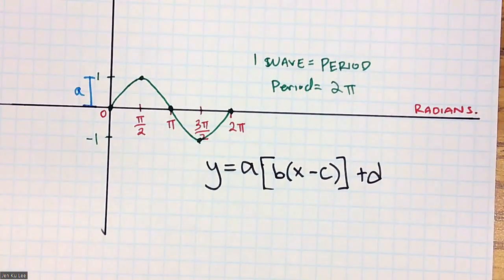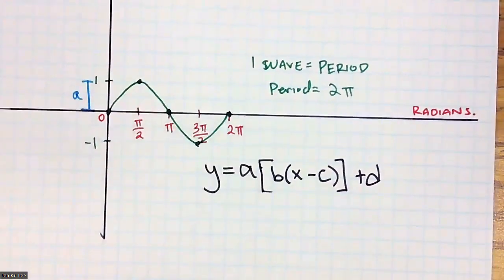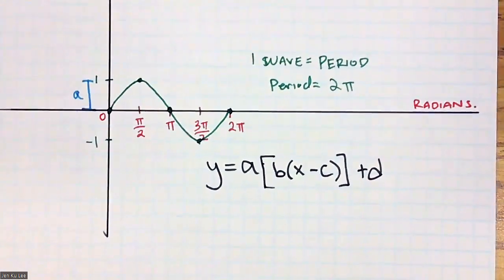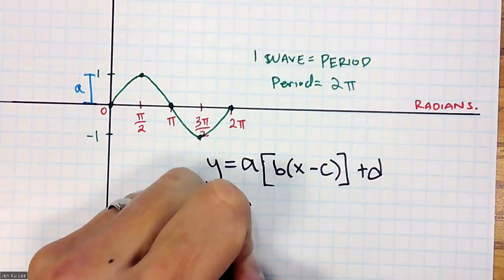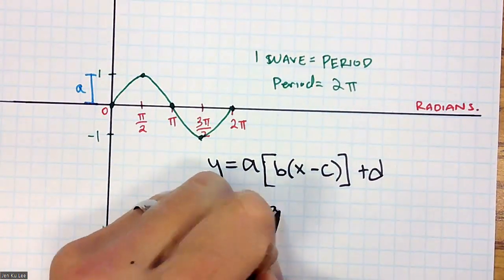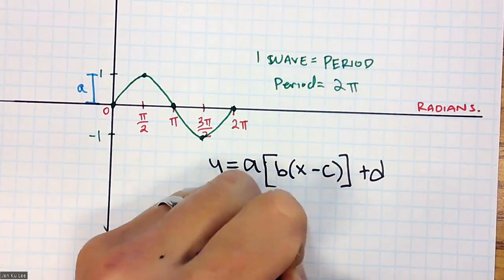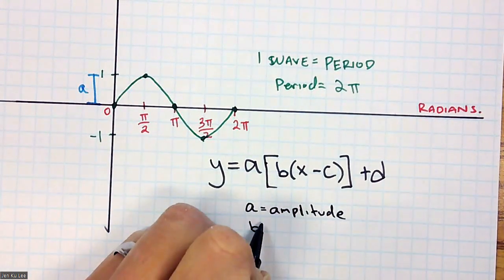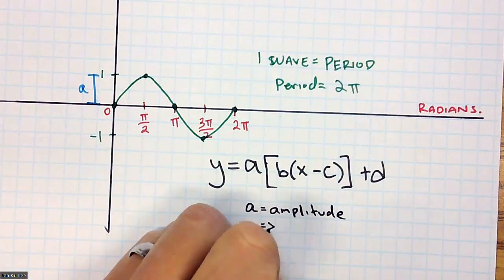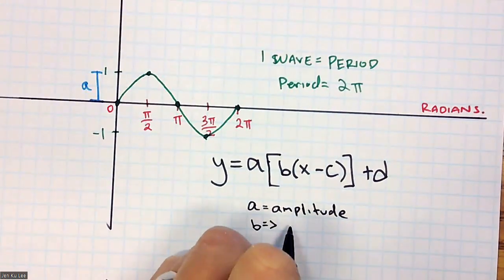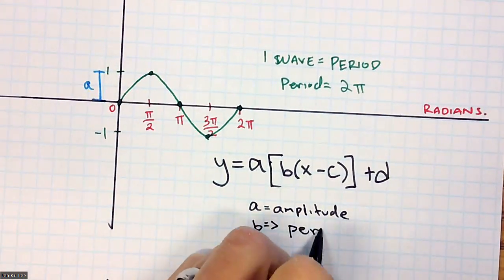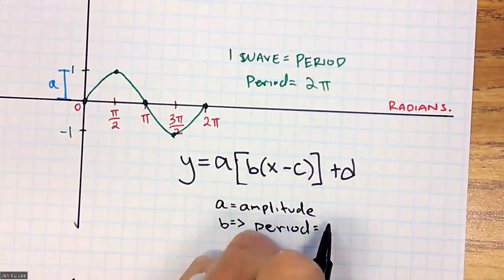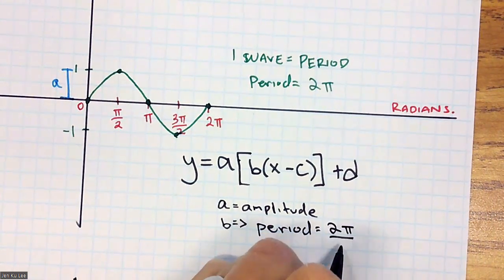If A is negative, then it will just flip. It'll be reflected across the x-axis. But here, labeling A, B, C, and D, A is your amplitude. Your B value, there's no name for it, but the way we use B is to find my period. Your period equation will always be 2 pi over B.